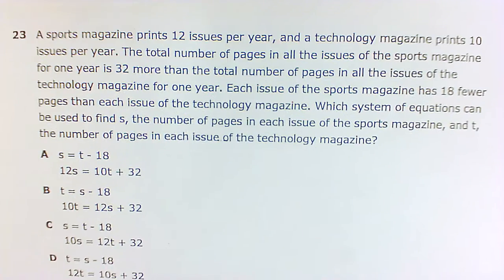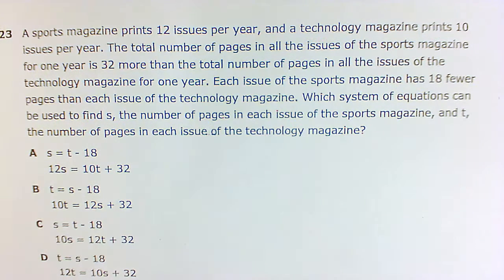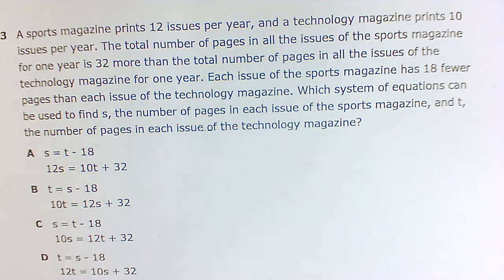Number 23. A sports magazine prints 12 issues per year, and a technology magazine prints 10 issues per year. The total number of pages in all of the issues of the sports magazine for 1 year is 32 more than the total number of pages in the issues of the technology magazine for 1 year. Each issue of the sports magazine has 18 fewer pages than each issue of the technology magazine. Which system of equations can be used to find S, the total number of pages in each issue of the sports magazine, and T, the number of pages in each issue of the technology magazine?